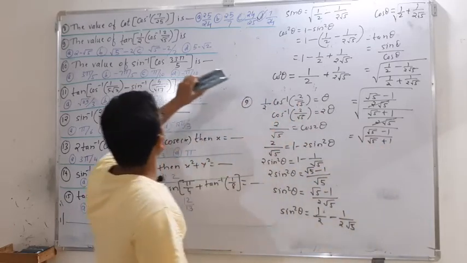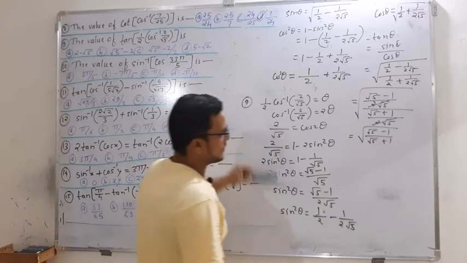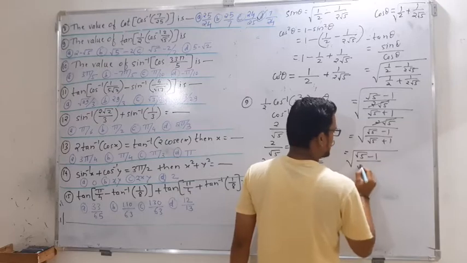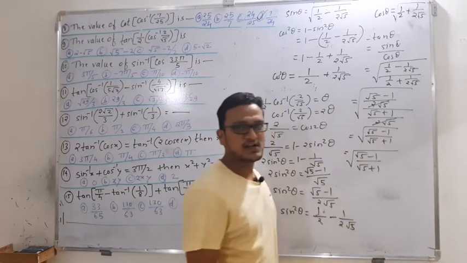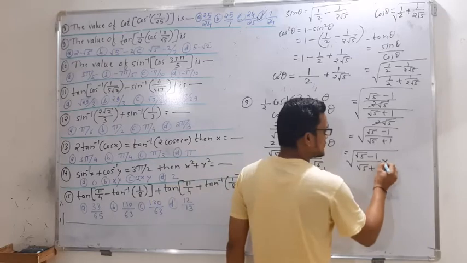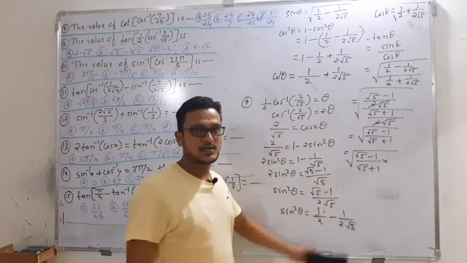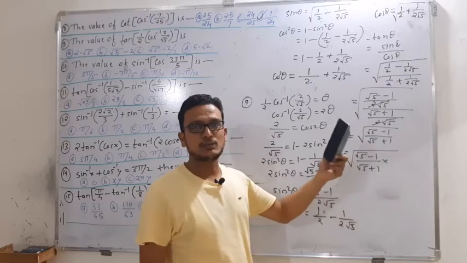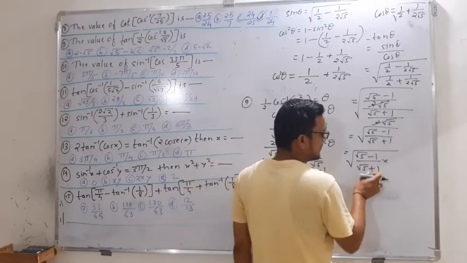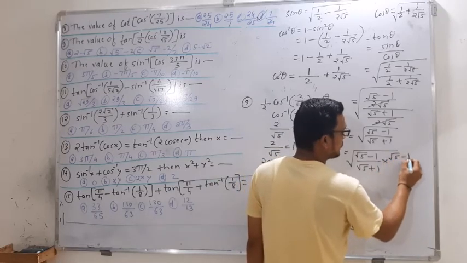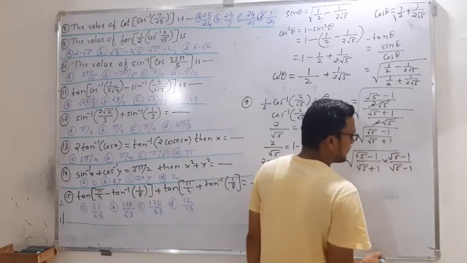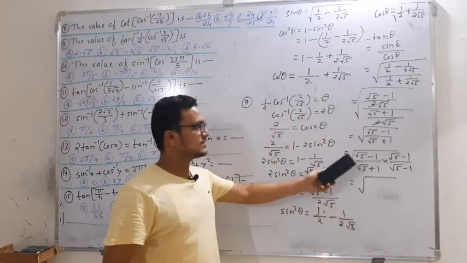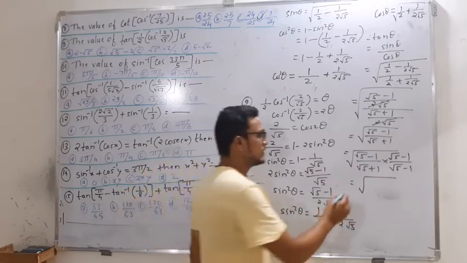But we don't have that answer in these options. One more thing we can do is rationalize this term. Rationalization means whatever the denominator is, we have to take the conjugate of that. If it is plus, you have to take minus, and multiply and divide. Here root 5 plus 1, so I have to multiply with root 5 minus 1 and divide with root 5 minus 1.